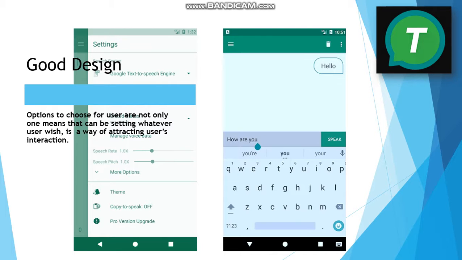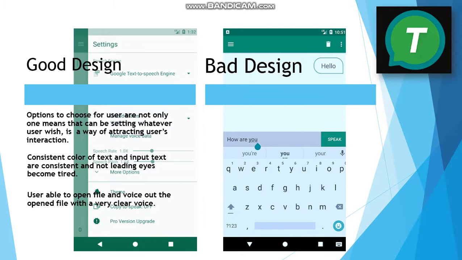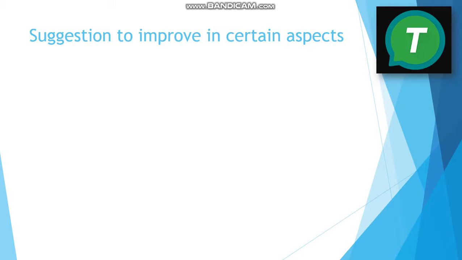So what are the good designs of the text-to-voice applications? Users have more than one option to choose from, meaning settings can be whatever the user wishes, which is a way of attracting users' interaction. The color of text and input text are consistent and do not let the eyes become tired. The user is also able to open a file and have it voiced out with very clear voices. For the bad designs, users cannot revert to default whatever changes they have made. Users need to search for files, which makes it difficult to recognize the applicability of a file.